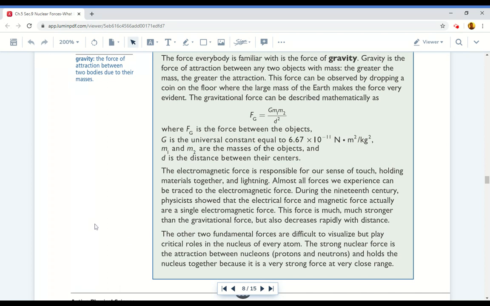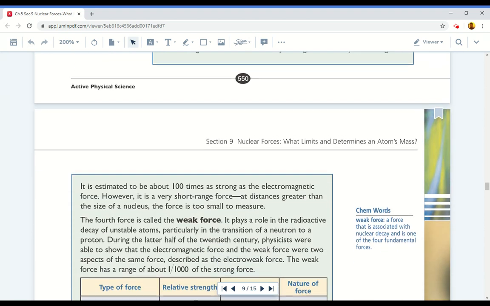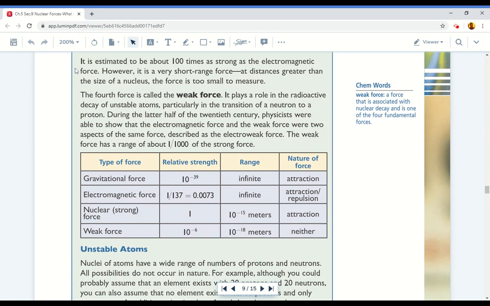The other two fundamental forces are difficult to visualize, but they play critical roles in the nucleus of every atom. The strong nuclear force is the attraction between nucleons, protons and neutrons, and holds the nucleus together because it is a very strong force at a very close range. It is estimated to be about 100 times as strong as the electromagnetic force. However, it is a very short-range force. At distances greater than the size of a nucleus, the force is too small to measure.